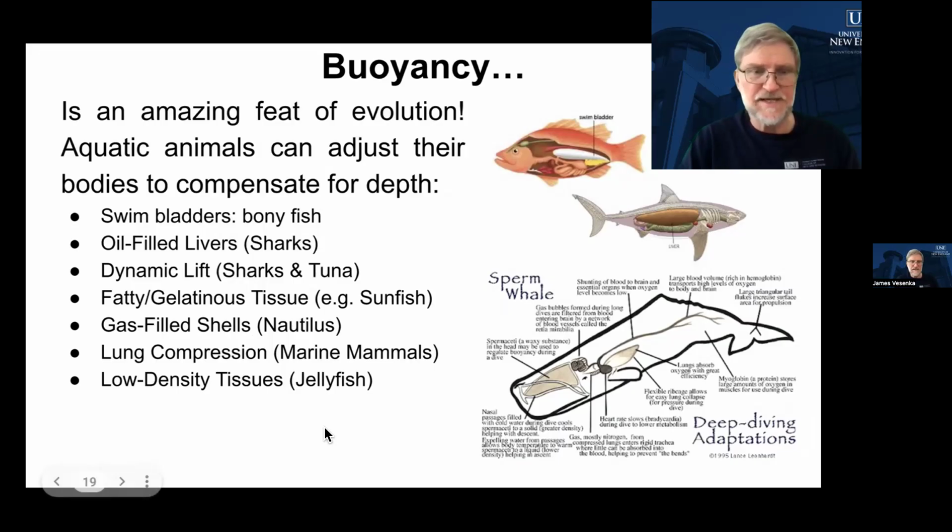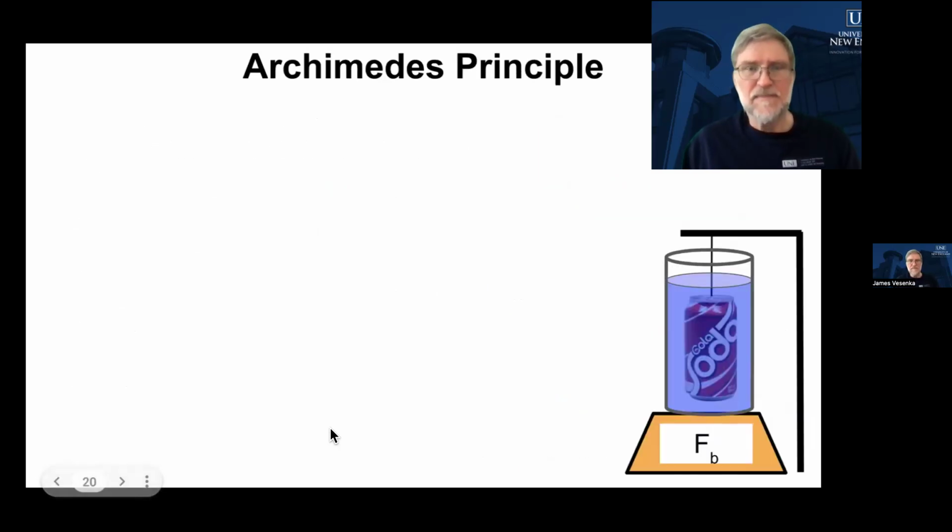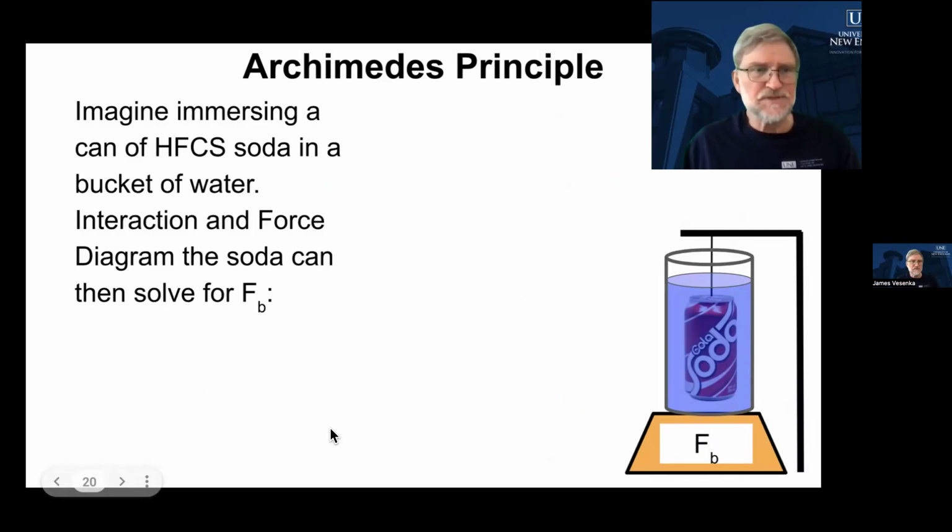We're going to go on to the next page here and look at the buoyancy principles. Let's imagine immersing a can of high fructose corn syrup soda in a bucket of water. Corn syrup has a density much greater than water, so if you take a can of sugary soda and drop it into a bucket, it'll sink. On the other hand, it's really quite interesting. If you get a diet soda, it'll often float because the density of the materials inside is less than water.